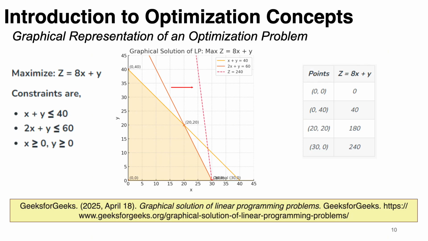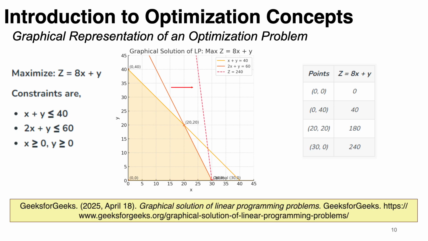Visualizing this provides intuition into our model. Imagine a graph with an x-axis and a y-axis, where x is the amount of product 1 we make and y is the amount of product 2. Each of our constraints, like our budget or our labor hours, acts like a wall on this graph. One constraint might be a diagonal line that cuts across the middle. Another might be a vertical line. The area where all these walls overlap creates a shape, often a polygon, which we call the feasible region.